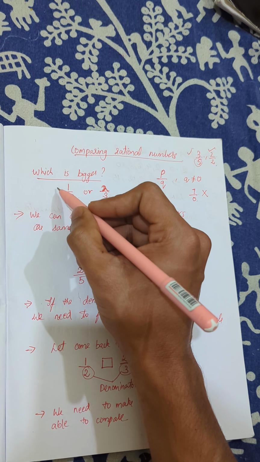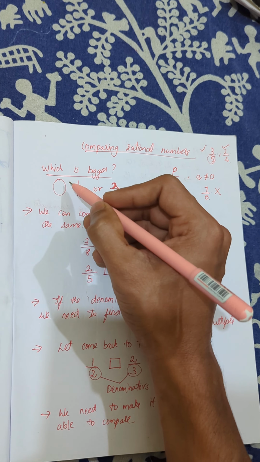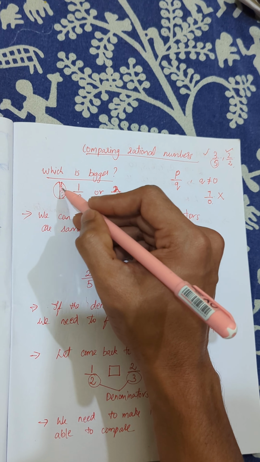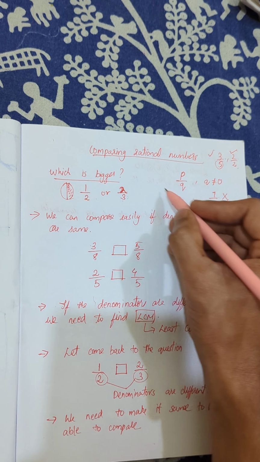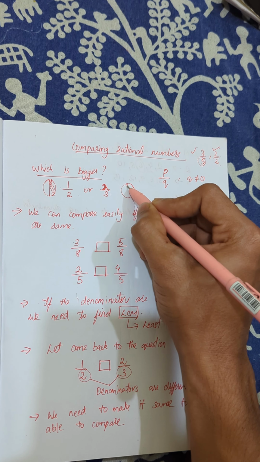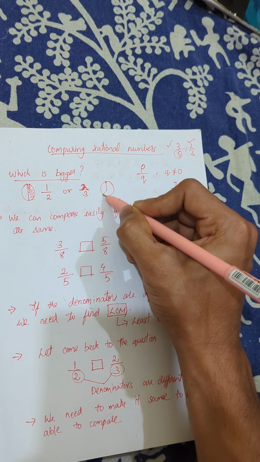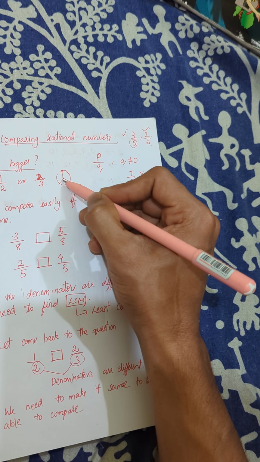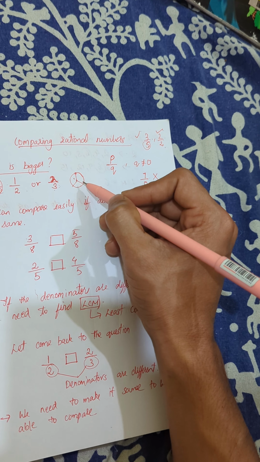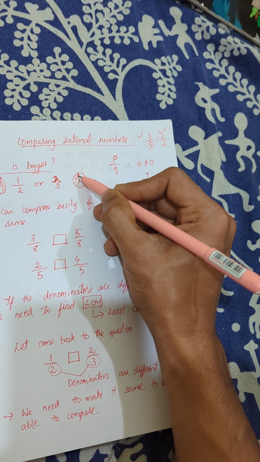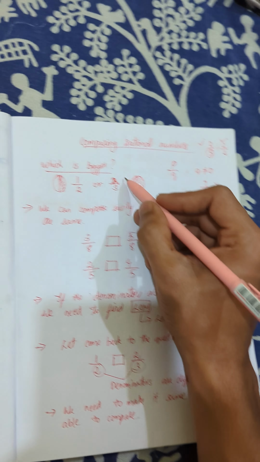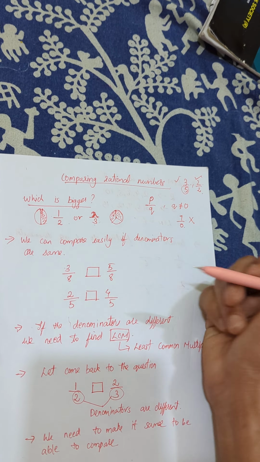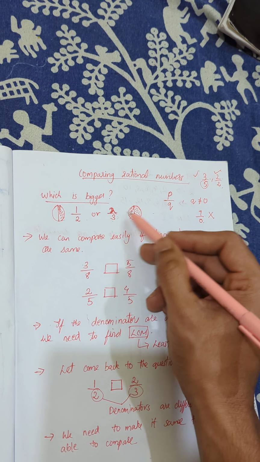If it's 1 by 2, we know how to see it visually. It will be half, right? 1 by 2 will be 2 parts, out of that 1 part. 2 by 3 we learned like this. Out of 3, how many parts is this circle divided into? 3 parts, out of that 2 parts. So this is 2 by 3, here 1 by 2. Now which of these is the bigger fraction? It's hard to compare here, right?